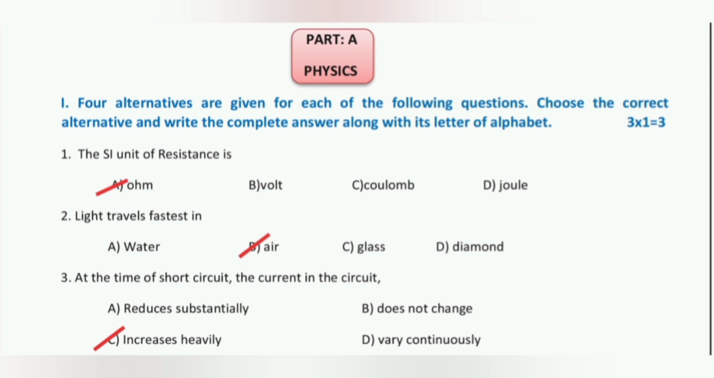At the time of short circuit, the current in the circuit increases heavily. The correct answer is option C, increases heavily. At the time of short circuit, the current increases abruptly, that is, it increases heavily. Therefore, the correct answer is option C, increases heavily.